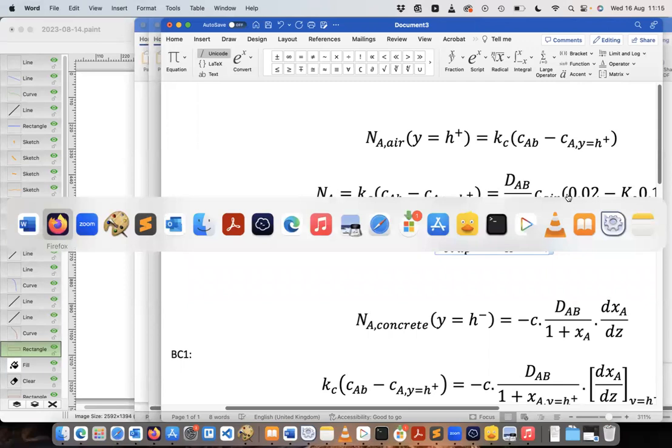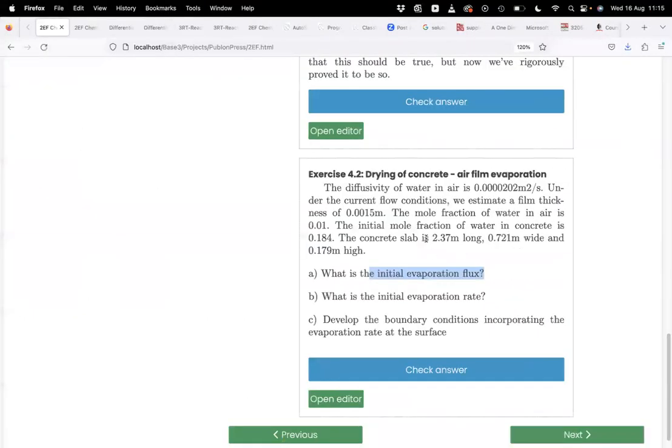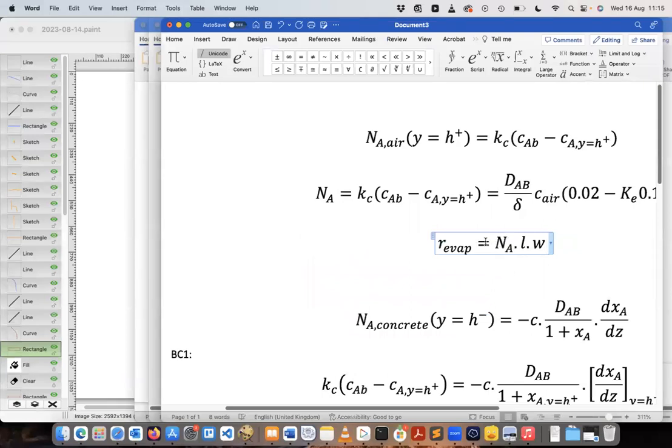So in the problem, the length and the width are given. So it's 2.37 meters long, 0.7 meters wide. So that product is the area that we are diffusing through. We also have that it's 0.18 meters high, but we are not talking about diffusing in those directions. That's the sides of the slab. This is the area of the top and bottom faces of the slab. So that's the area we want to multiply by. So that will be the rate of evaporation.